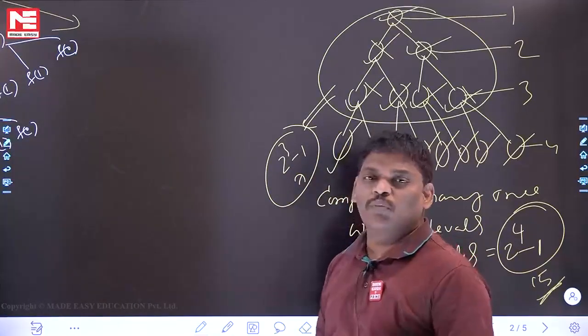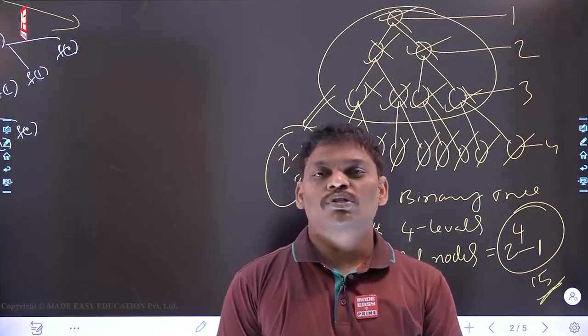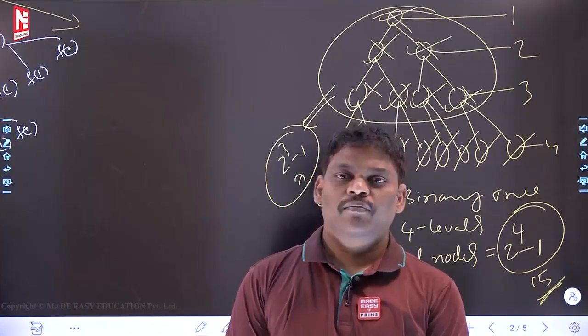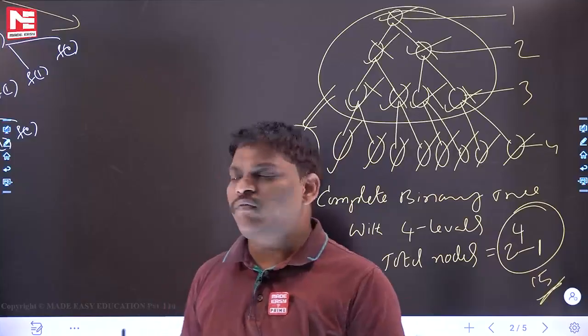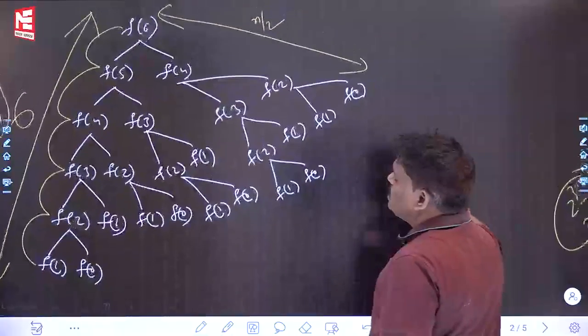And one more. Can you help me now? A K level complete binary tree contains total nodes how many? 2 power k minus 1. I am thinking that you are really comfortable. Now see the story now. Please see this one.